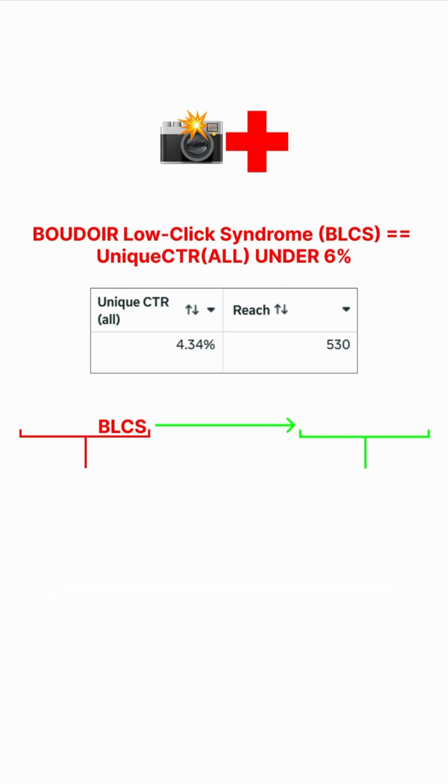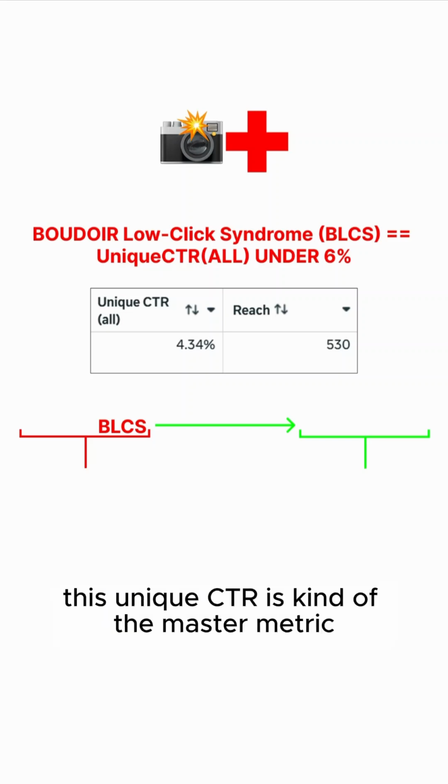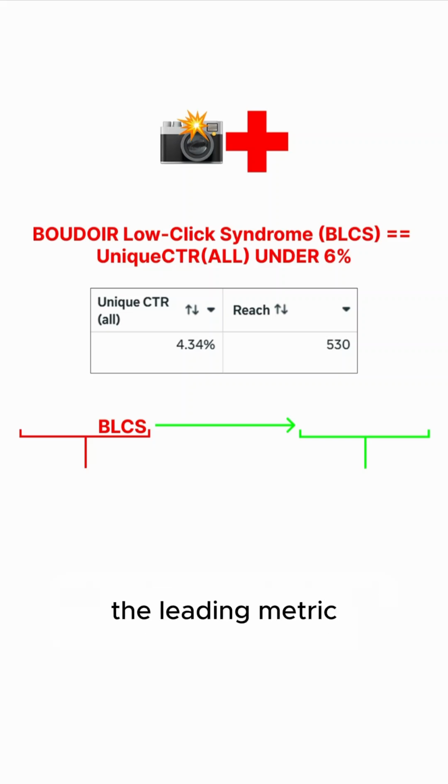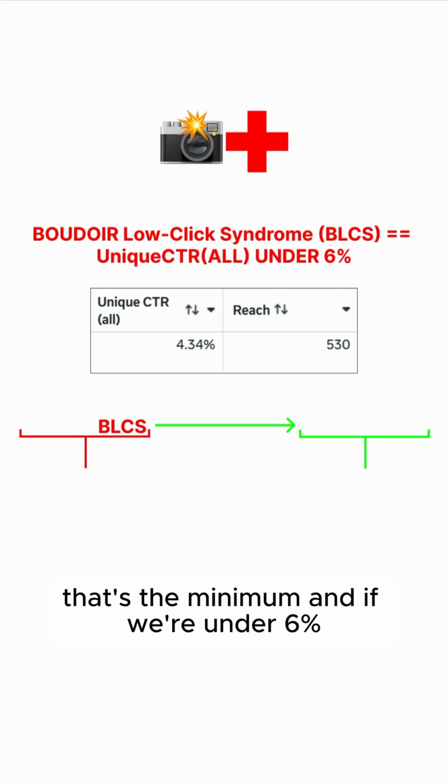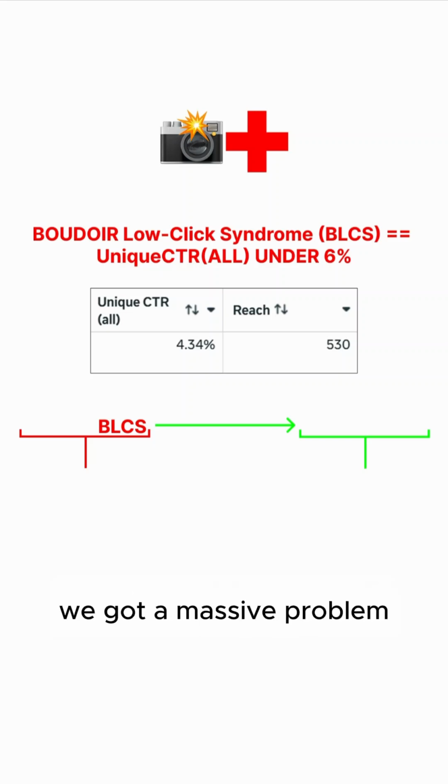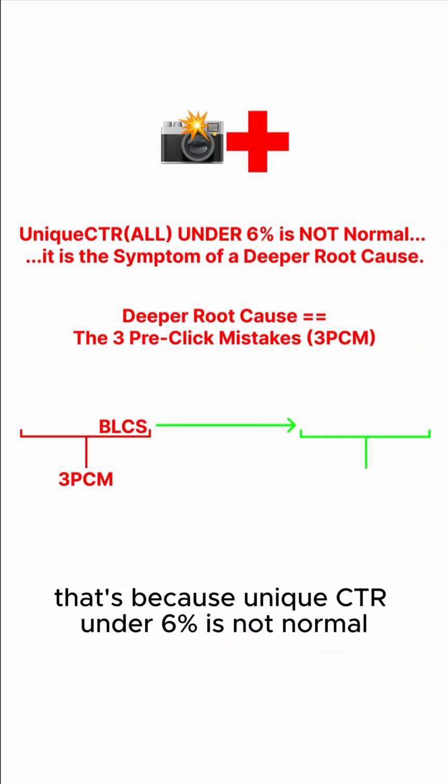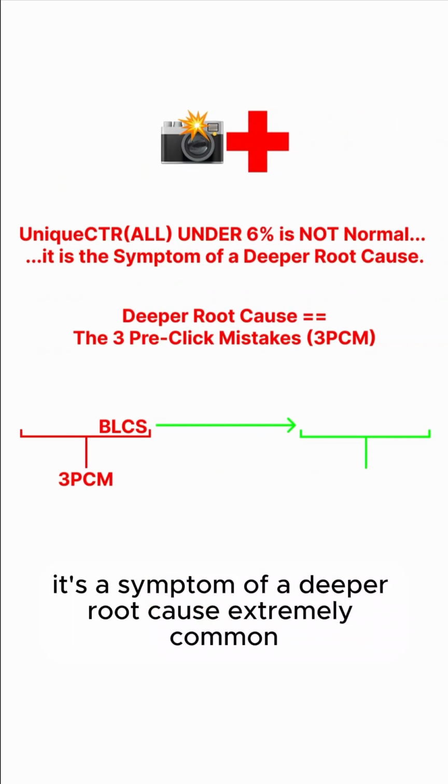It's because the only way they have a chance of buying from us is if our ad enters their brain. So this unique CTR all is kind of the master metric, the leading metric. We gotta get this up as high as possible. 6% is the floor, that's the minimum. And if we're under 6%, we got a massive problem. That's because unique CTR all under 6% is not normal.